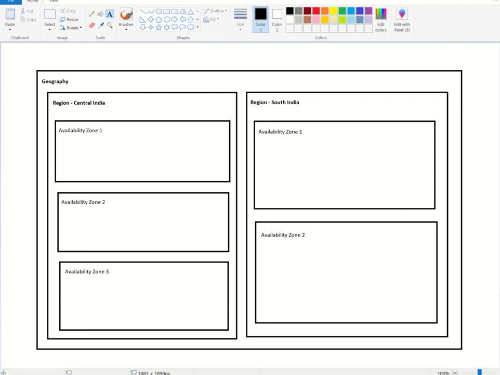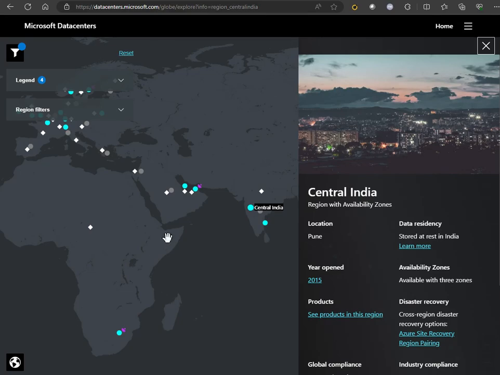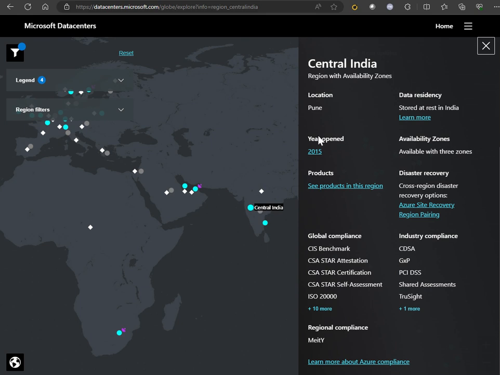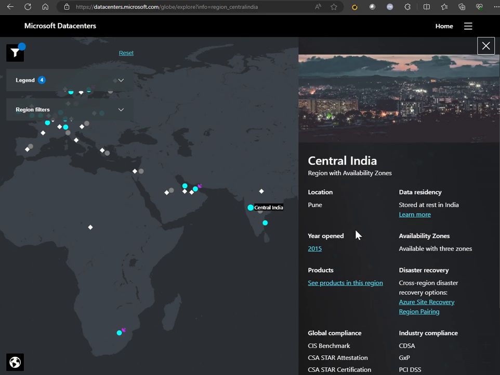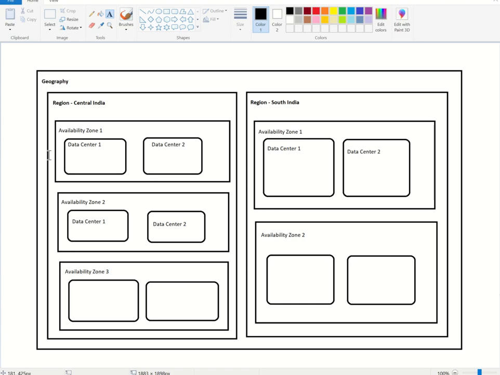So let me draw that. As you would see, each availability zone contains one or more data centers. One important thing: you will never get the actual location details of a data center in this graph-based information. Can you locate the data center? No. Due to security reasons, this information is not shared over here. We can see the regions in this map, but we can't locate the exact data centers due to security reasons. So that's why you will never find that information over here.